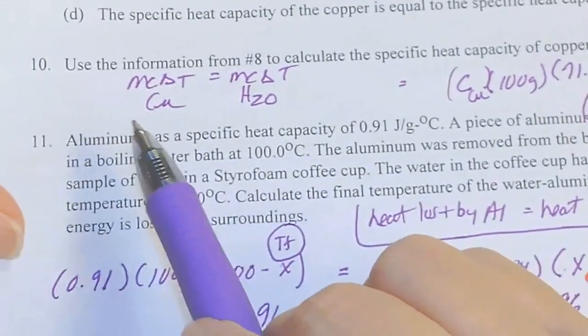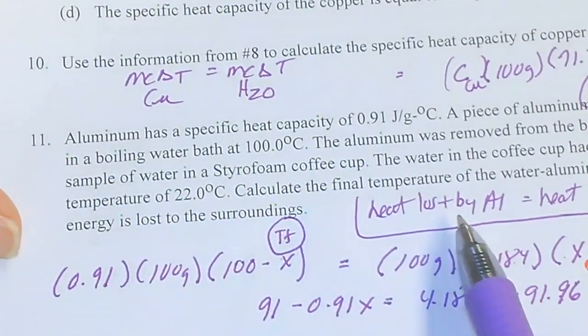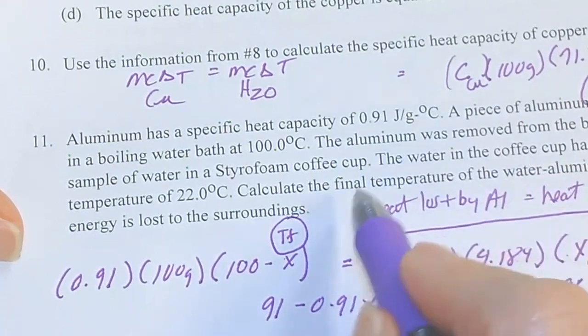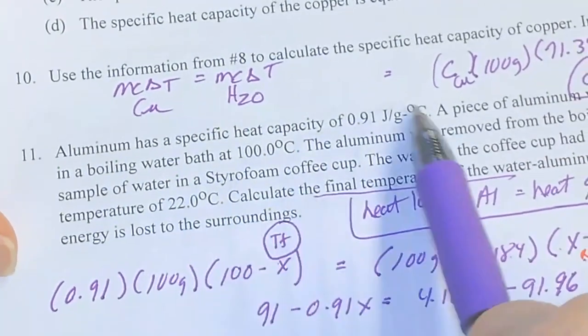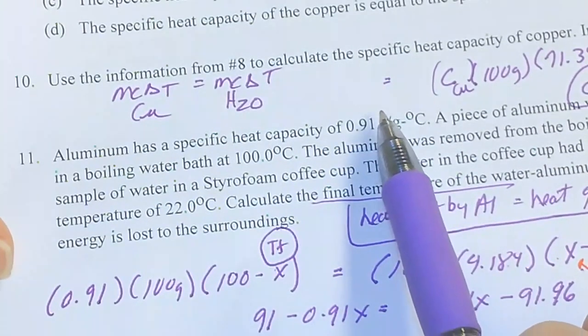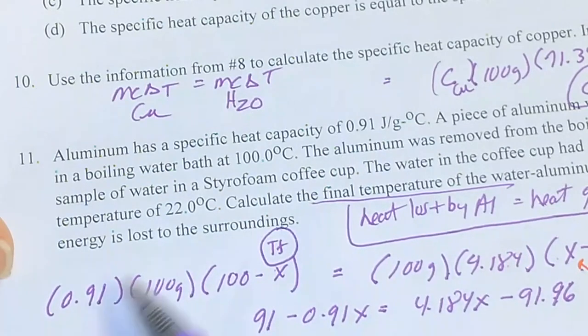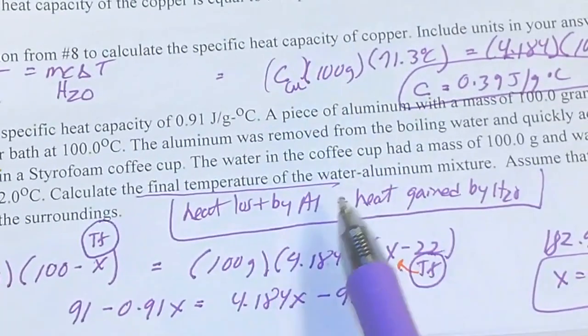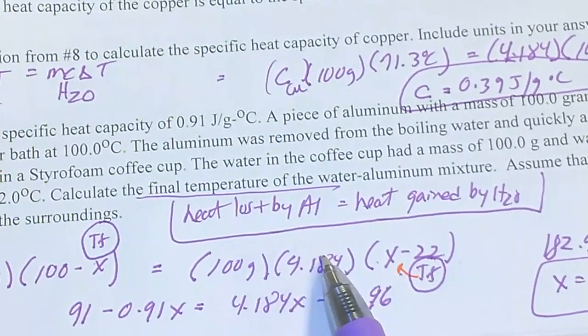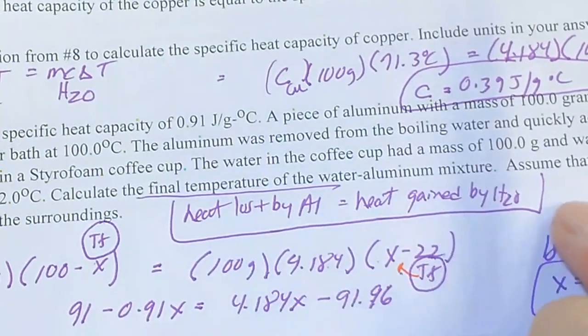In the next problem, it's a little different. You're asked to find the final temperature of the water. So you can read through and look at the data. You've got a mass of aluminum with its specific heat and an initial temperature, and your mass of water with its specific heat and your initial temperature.